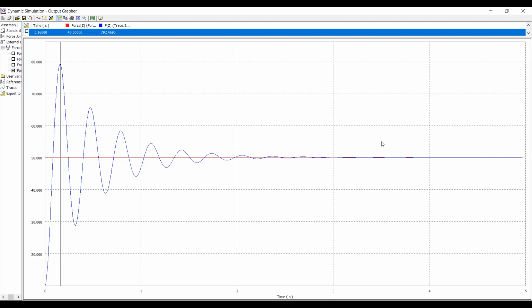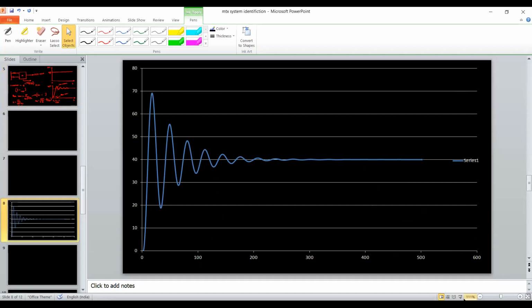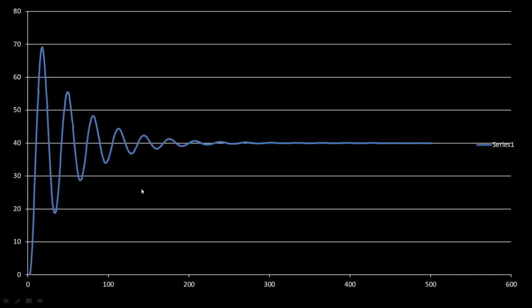Okay, so we will export this graph into Excel, and then we will find out the different displacements and corresponding time. So this is the graph. So it is starting from 0 now. Okay, so this is the maximum displacement.